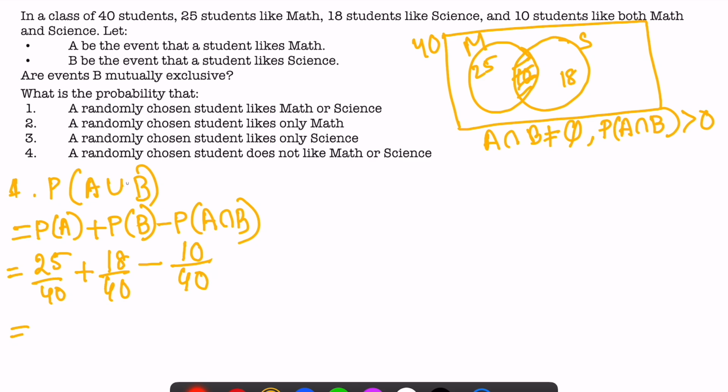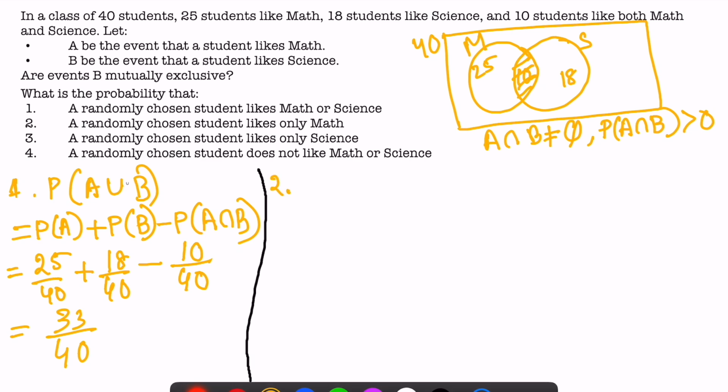So this comes around 33 out of 40. So that is the probability of A union B, means probability that a student likes math or science.